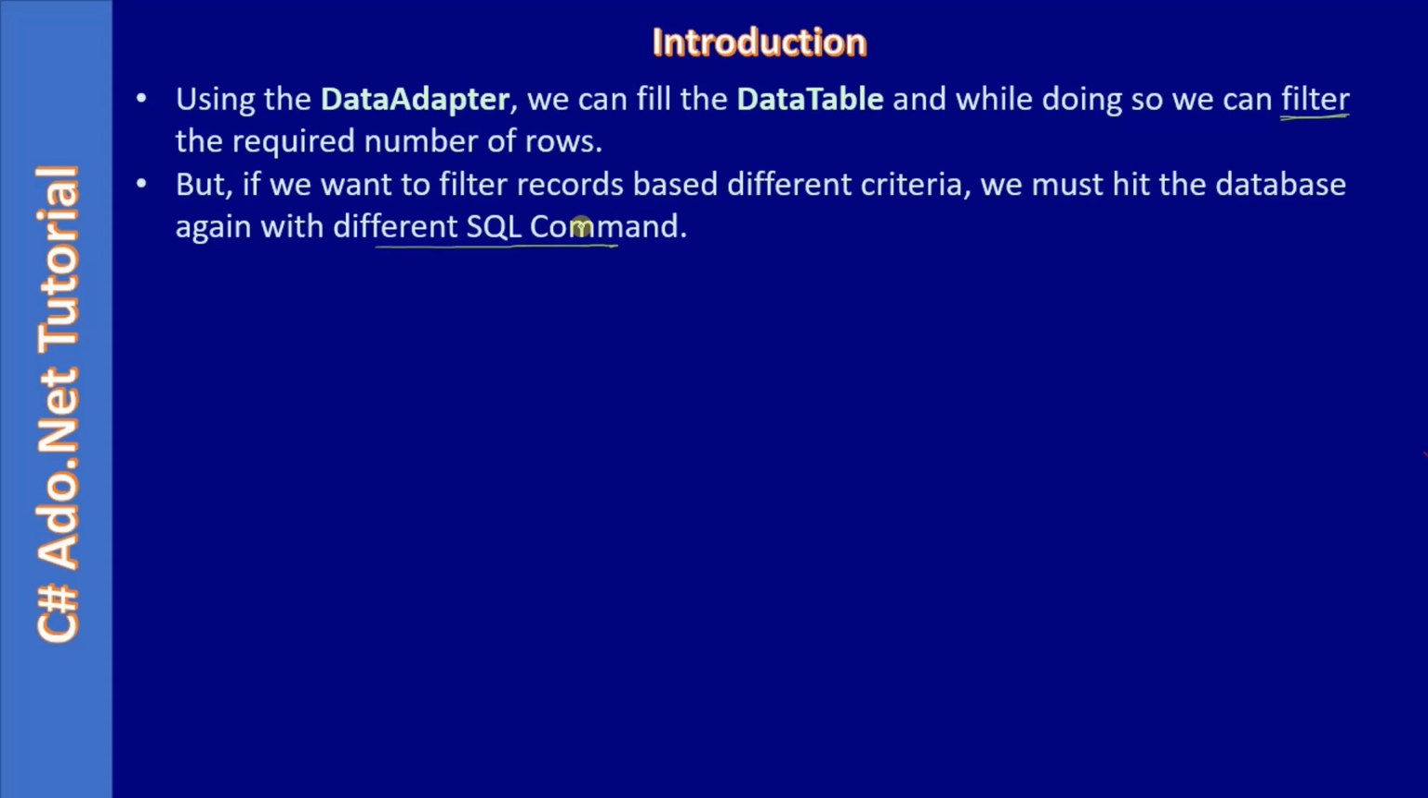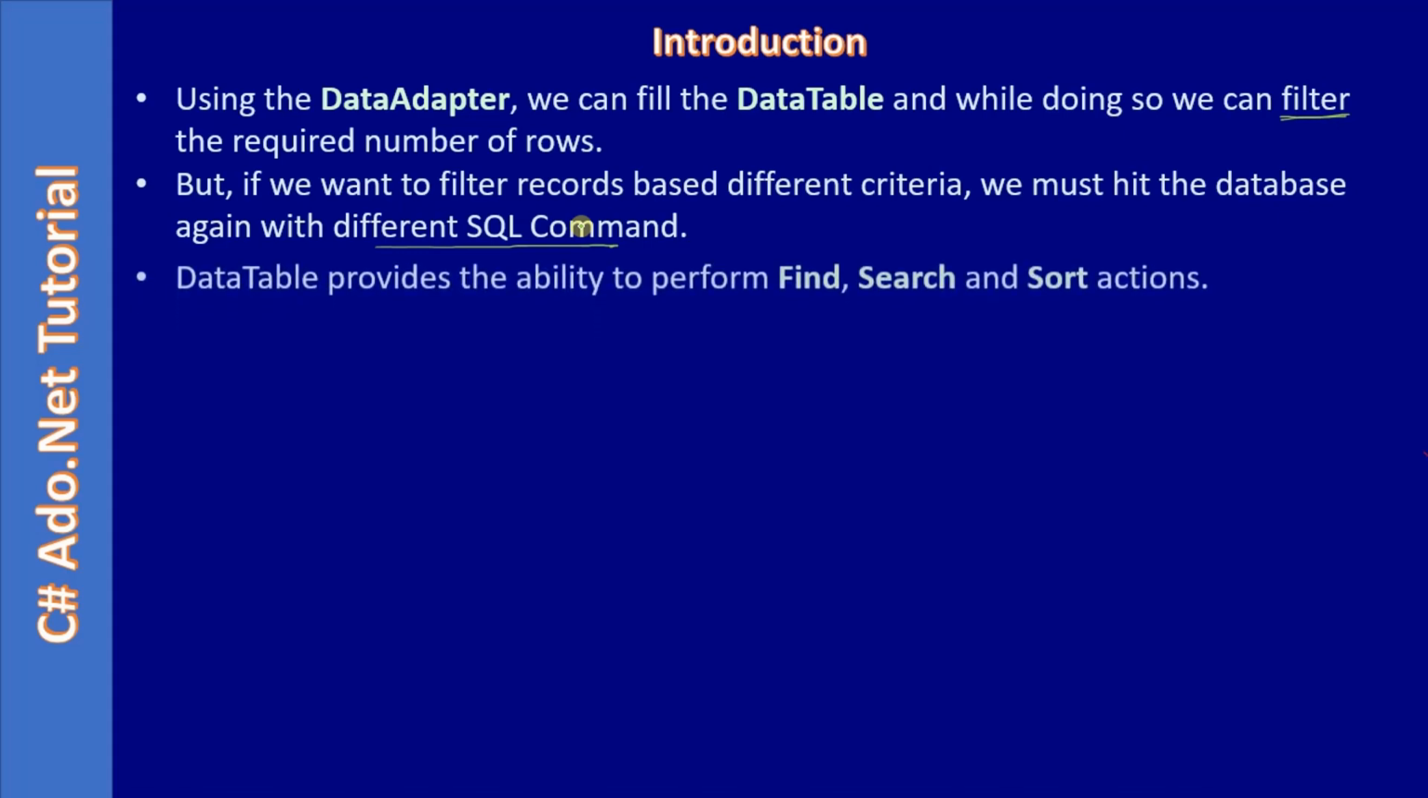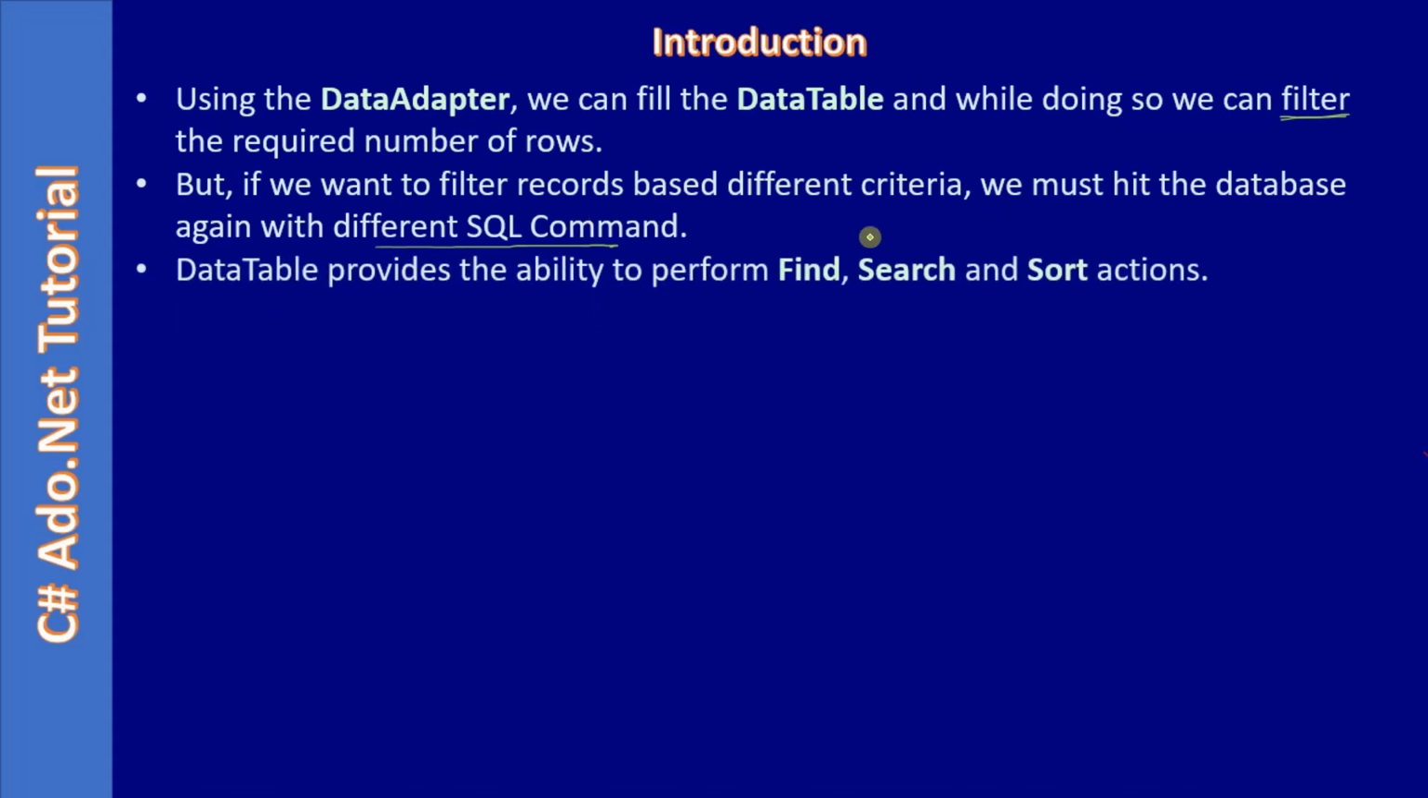So this round trip can be avoided by retrieving the data in one shot, then performing the filter as well as sorting at the data table level. Data table provides the ability to perform find. Find means you can find a specific record. So this will find a single record, and search will give one or more records, just like a select statement in SQL language.